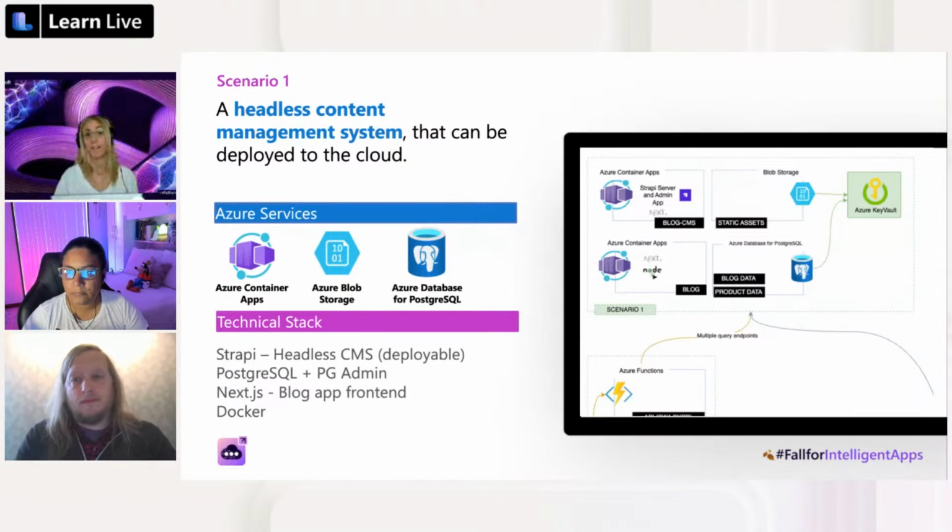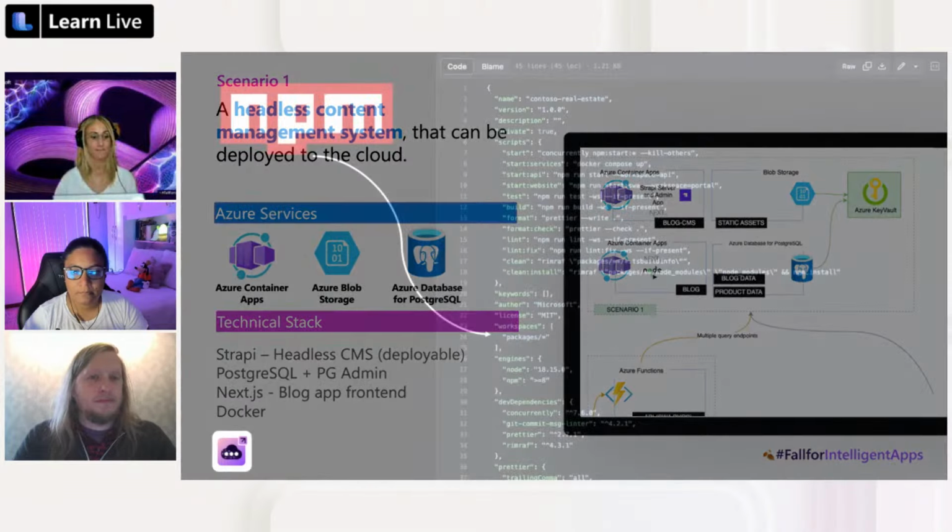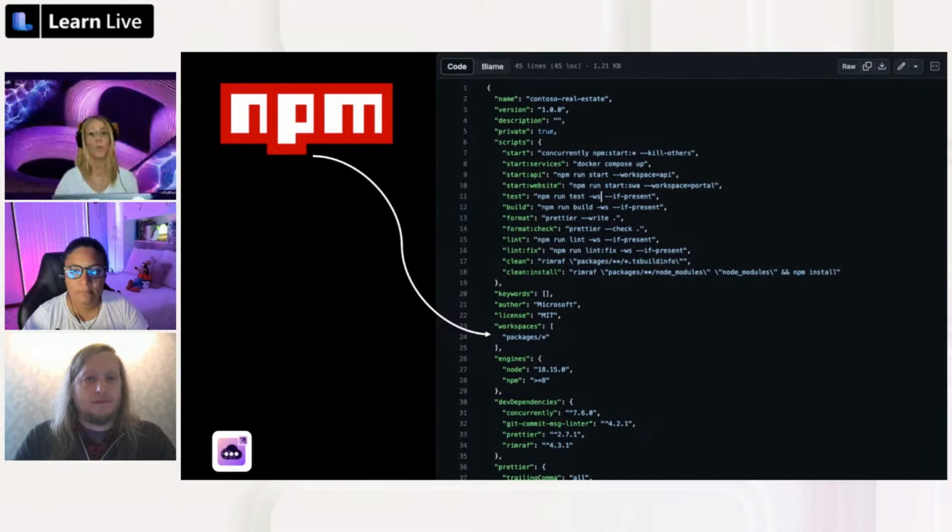Now, Next.js is a very popular front-end framework. We wanted to showcase its server-side rendering capabilities and how they run on Azure, and the optimization of runtime performance these type of mechanisms provide. And when we take a look at the code base, we can see that we are using NPM workspaces as a way to structure our code and perform our dependency management strategy.